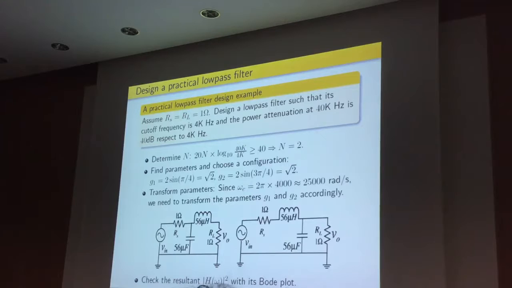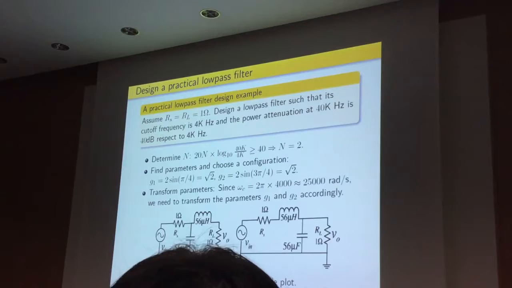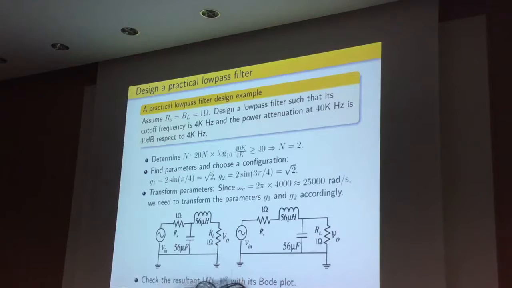In the exam, everybody has to resist the temptation to divide this value by 4k. If you divide this square root of 2 by 4k, then you get a wrong answer. You must divide it by omega C. If I give the cutoff frequency with a unit of hertz, you must multiply it by 2 pi, so that you get radians per second. Then you divide this value by omega C. That's very important. It's a pity that sometimes you know how to do it, but just because you missed this 2 pi, you got the wrong answer. You must resist this temptation, because square root of 2 divided by 4k looks like a very nice number, right?